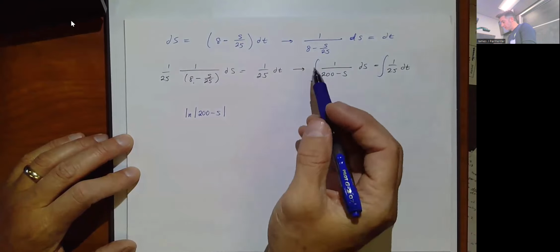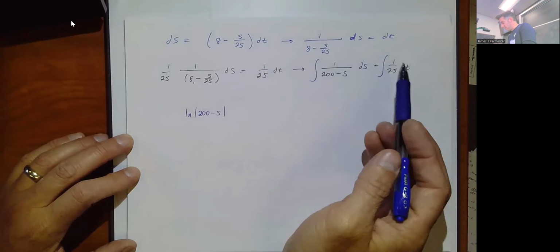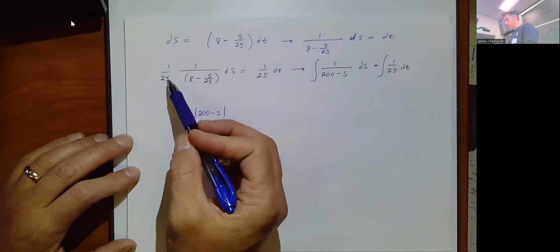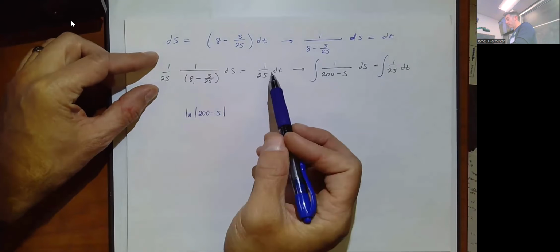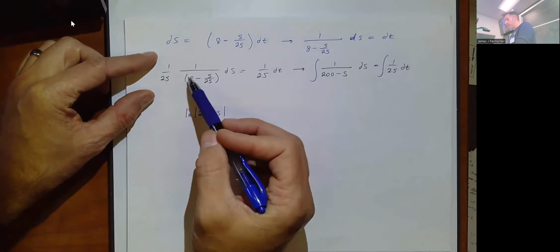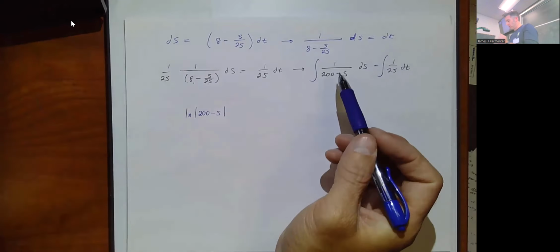Oh yeah, question. Did I forget to do something here? I thought I multiplied 25 by everything. So I multiplied both sides by 1 over 25. So 25 times 8 gave me 200. 25 times s over 25 gave me s. Yeah, I think we're good.